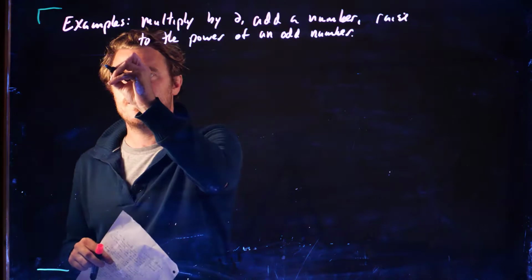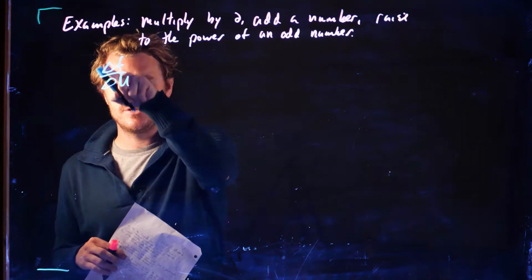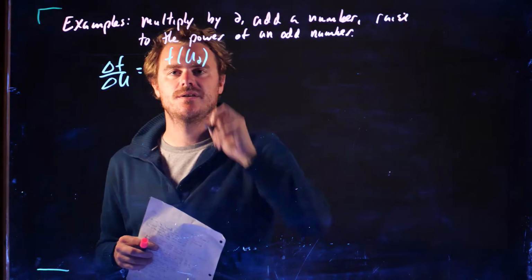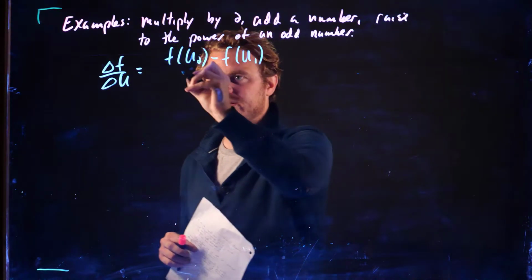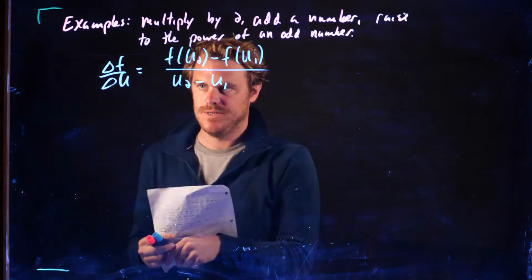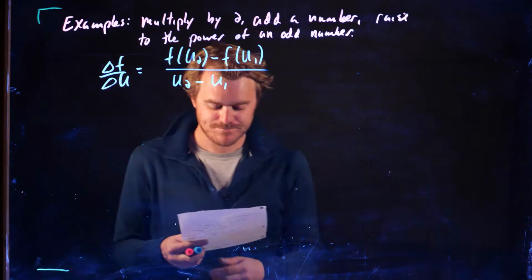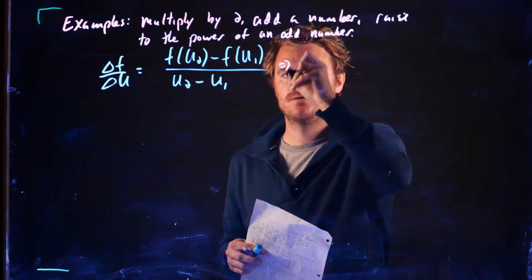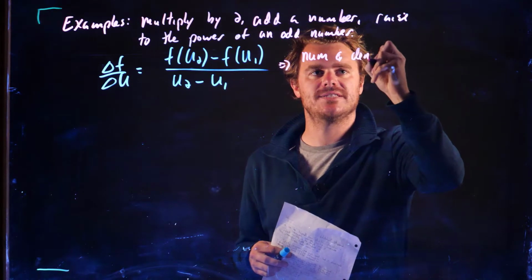If we want to think about the change of this function from a change in u, we could just do f at u2 minus f at u1, over u2 minus u1, and that's going to be how this function f changes when we change u a little bit. And so notice that the numerator and denominator will have the same sign.